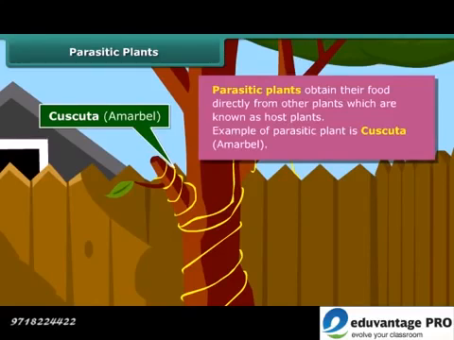It coils around the stem and branches as a yellow, tubular structure. You'll be surprised to know that it does not contain chlorophyll, so it takes ready-made food from the plant on which it is climbing. The plant on which it climbs is called a host.